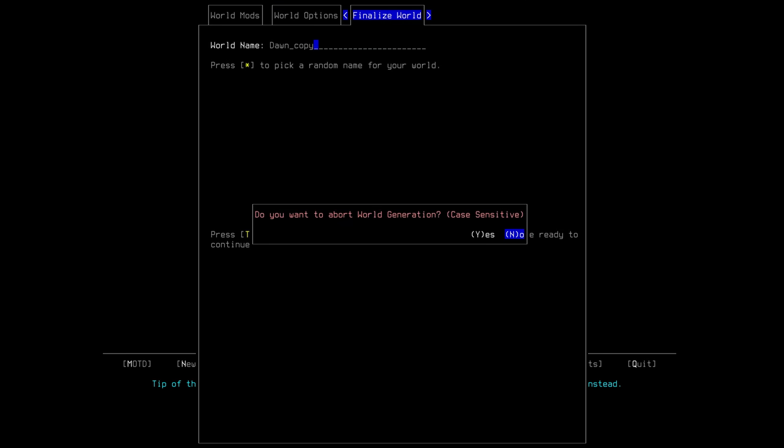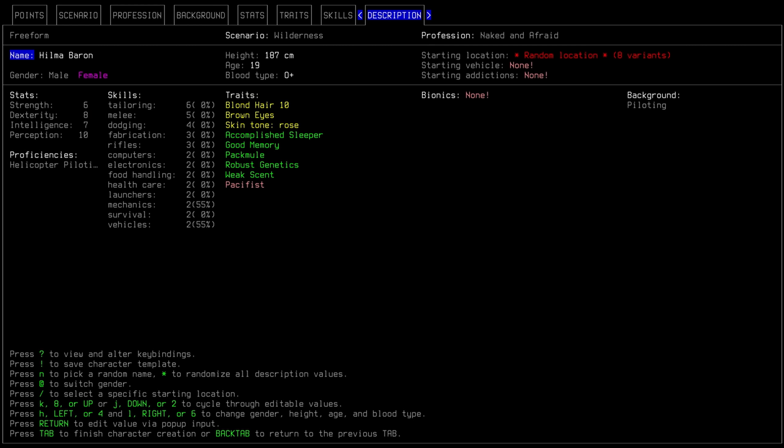And so, that is our world. Now, let's take a look at Hilma. As we can see, all of Hilma's stats are the same as they were previously. She is still a helicopter pilot, and I've tried to transfer over some of the skills that she had already been learning as we've been playing. And if you'd like to recreate Hilma, this is everything that you will need.